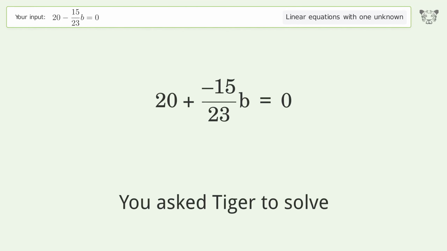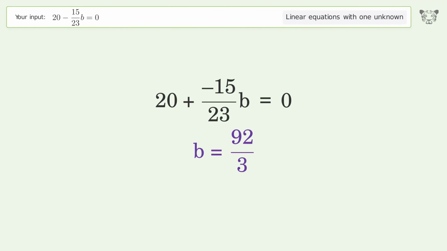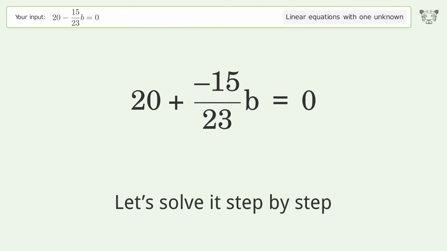You ask Tiger to solve this. This deals with linear equations with one unknown. The final result is b equals 92/3. Let's solve it step by step.